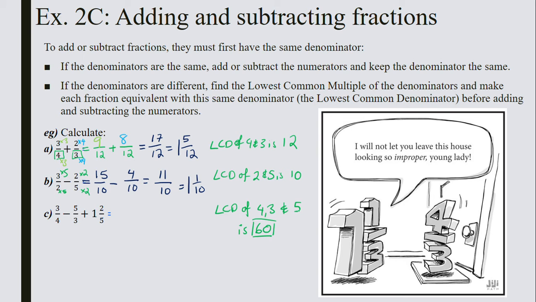5, 10, 15, well, that's a multiple of 3, but not of 4. 20, that's a multiple of 4, but not 3. 25, 30, again a multiple of 3, not 4. And we keep going until we get to 60, which is 4 times 3 is 12, times 5 is 60. Okay?